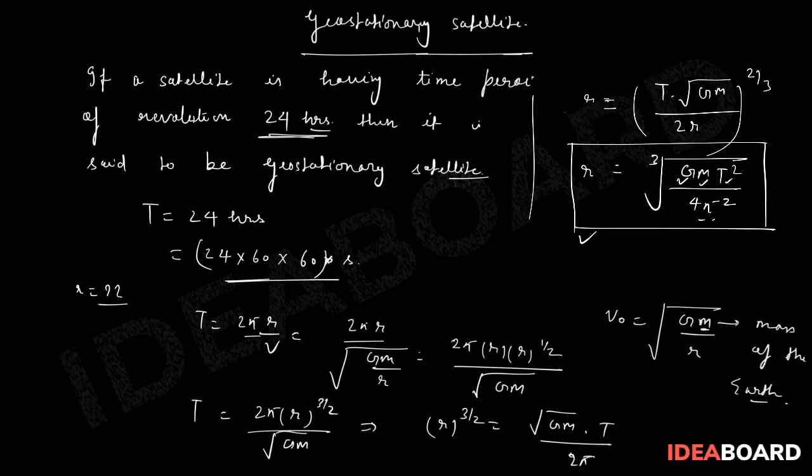You don't have to remember the formula, you just need to understand the logic that a geostationary satellite should have the same time period, which is 24 hours. That's it. If you know that, then easily you can do the calculation for the radius.